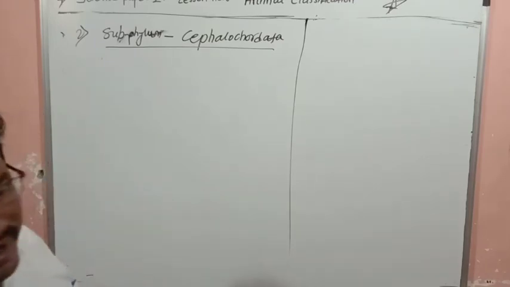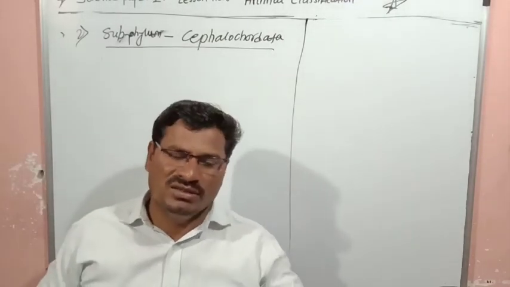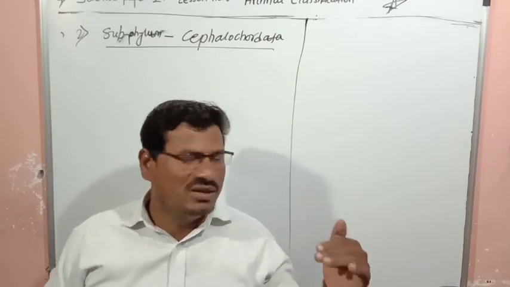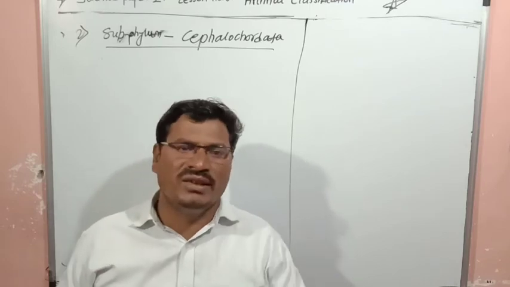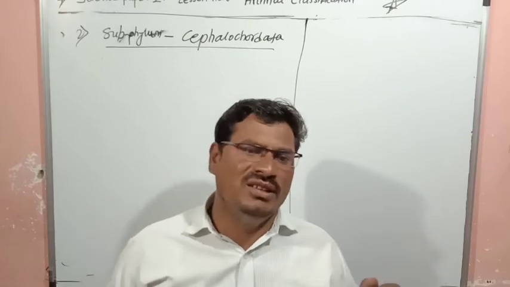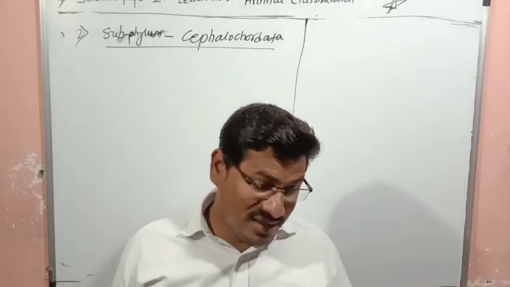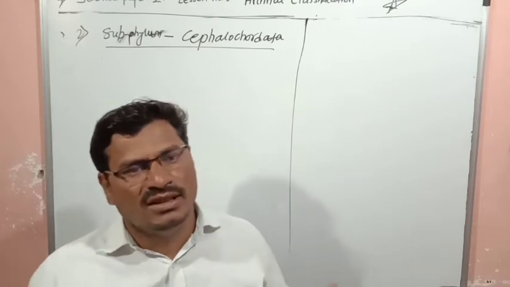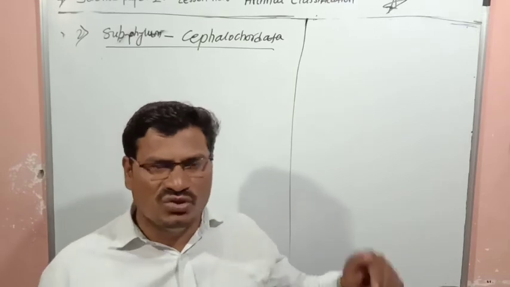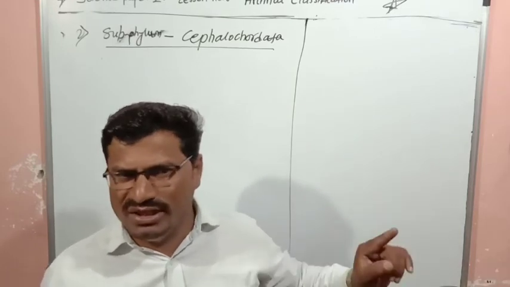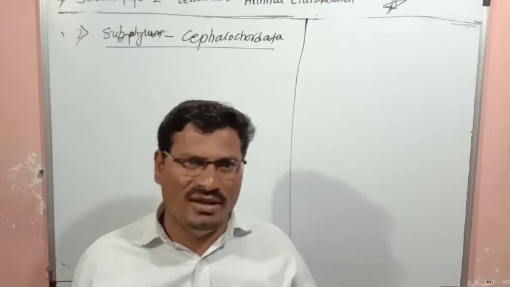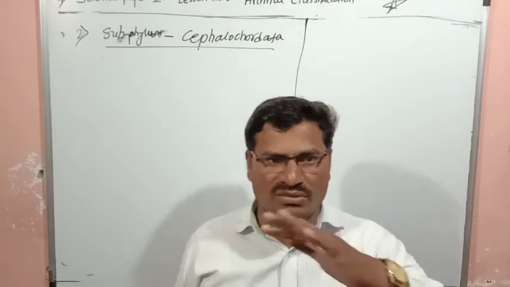In this, we'll see the characteristics and after that examples. First, these are small fish-like animals, and these are marine water animals. Second character, notochord is present throughout the body length. In the Chordata we have studied, notochord is present in the tail region only, but in Cephalochordata, notochord is present throughout the body.